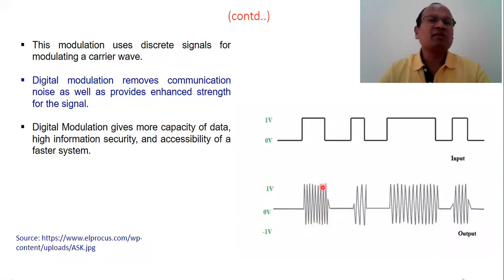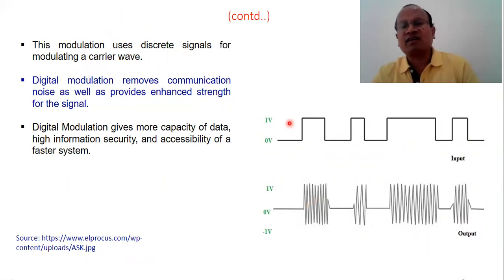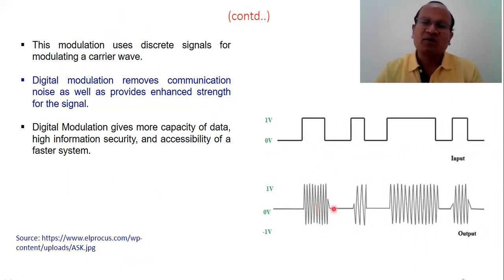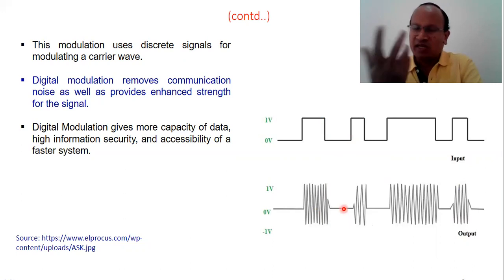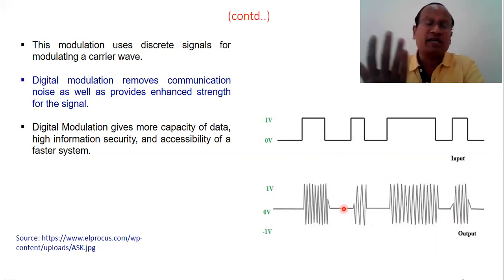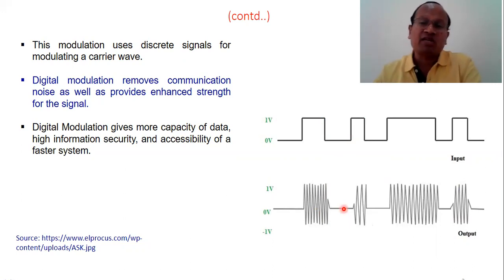Now, the modulation uses discrete signals for modulating a carrier. You can see here, this is a carrier and this is a discrete signal. When the discrete signal is high, a high frequency carrier is present. When it is low, the amplitude almost becomes null. There may be some low amplitude as well, but that will not be counted as significant amplitude.